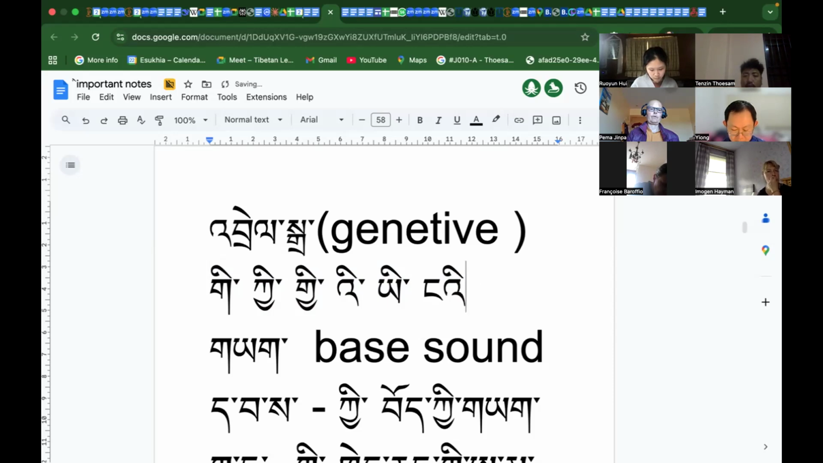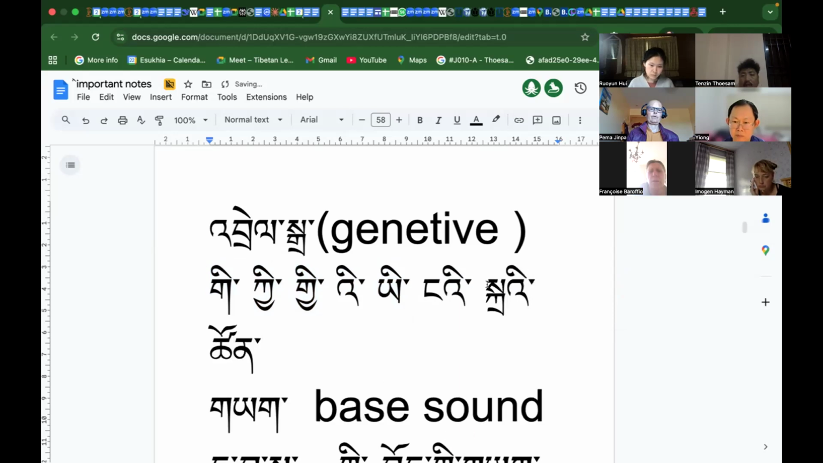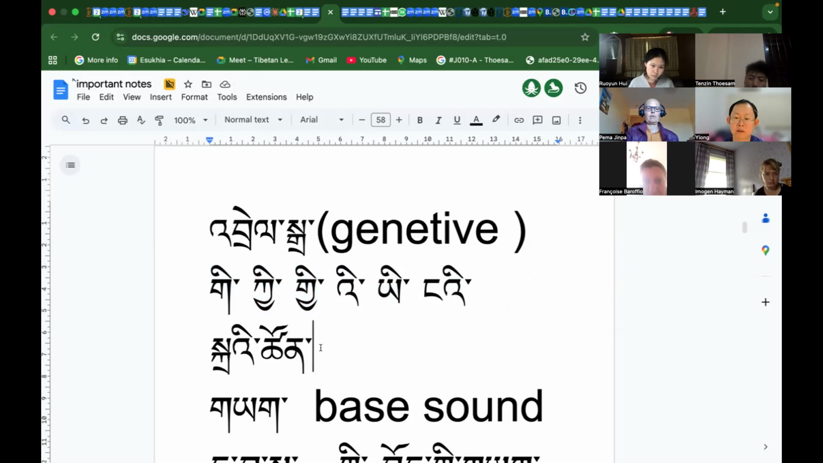So today we're going to learn this. Tenzin, yes, please write Chun. Chun without ma, just Chun. Okay. That's it. So here, let's practice reading them.